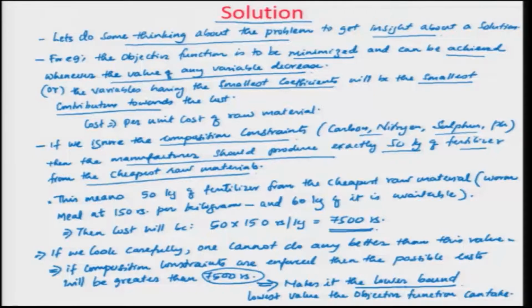Okay. So, that is what we are talking about, the lower bound. When somebody says a lower bound to the objective function, this is what we talk about as a lower bound. The lowest possible value the objective function can take for a given set of values for the problem. And this approach is only feasible if we do not enforce the composition constraints. If the composition constraints are enforced, then you cannot do any better than this 7500. So, the lowest possible thing that you should be able to aim at is 7500 rupees per 50 kilogram bag of the fertilizer.